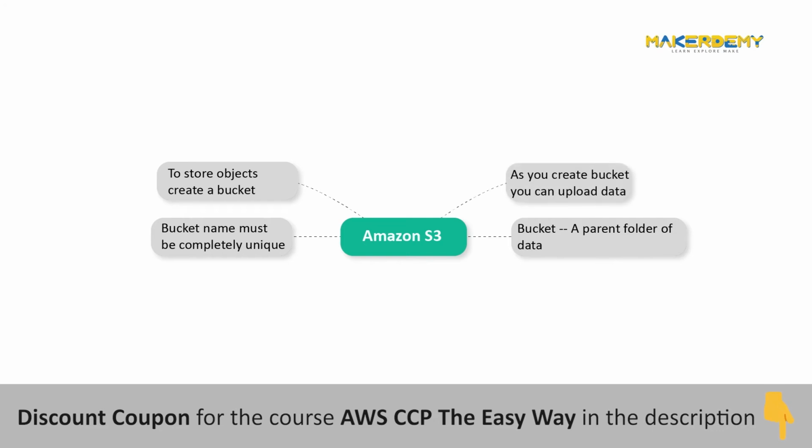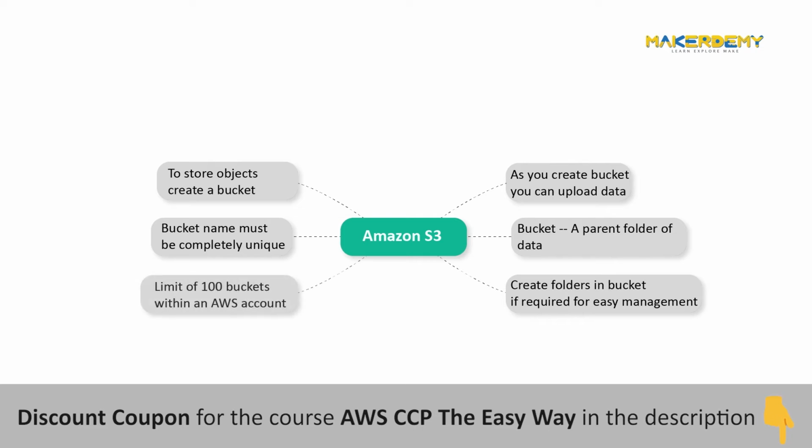Once you have created your bucket name, you can begin to upload your data. You can upload your data directly into that bucket, or, if required, create folders under your bucket to store your data in for easier management. By default, there is a limit of 100 buckets that you are allowed to create within your AWS account, but this can be increased if requested through AWS.